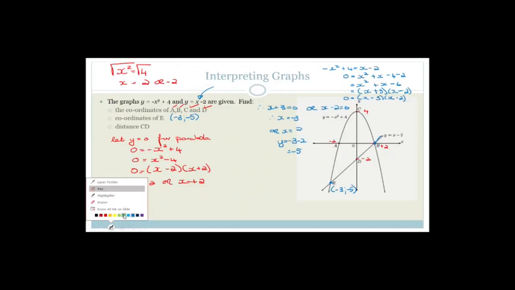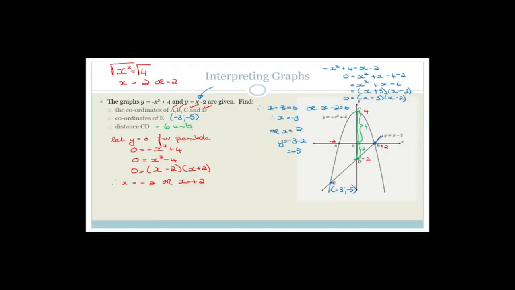Okay, last question. They want us to find the distance CD. So they want us to find distance here. Now normally when you're asked to find the distance between two things, we use the distance formula, right? But today we don't need to. And why is that? That's because we know that these two are vertically aligned. They're on the y-axis. So we know that this distance here is how much? That distance is 4. And how long is this? This is just 2, and 4 plus 2 is 6 units.